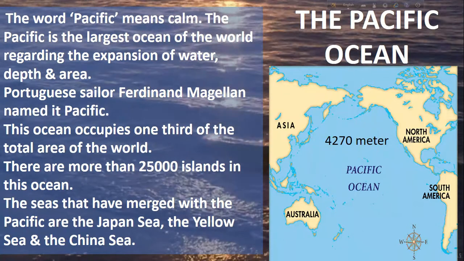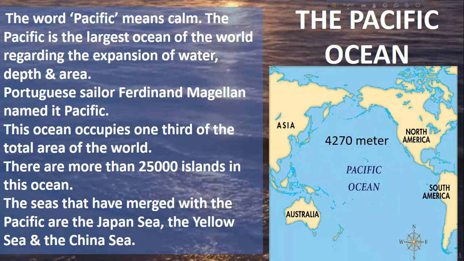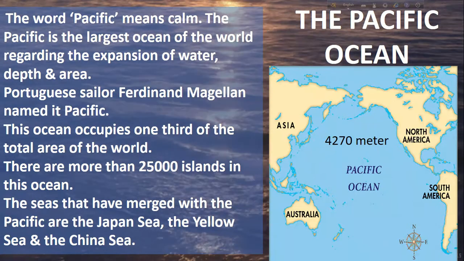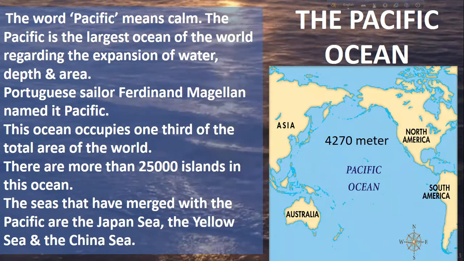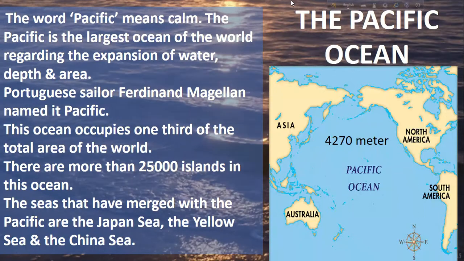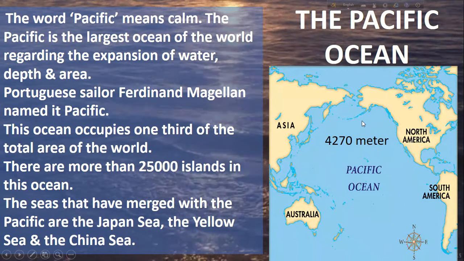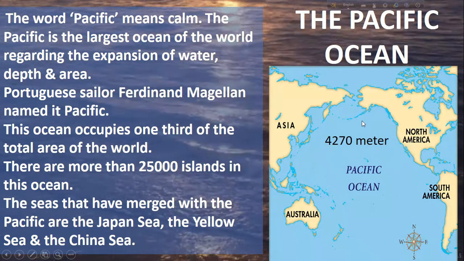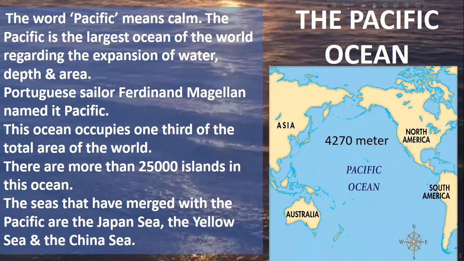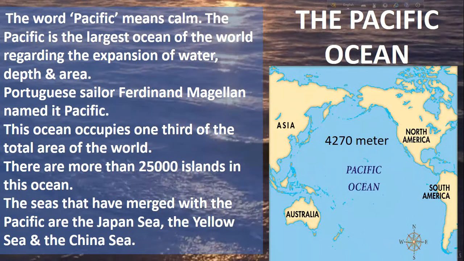There are more than 25,000 islands in this ocean, and the seas that have merged with the Pacific are the Japan Sea, the Yellow Sea and the China Sea. And one thing, this Pacific Ocean has an area of approximately 16 crore 60 lakh square kilometers, and I told you it covers about 1/3 of the Earth's surface.